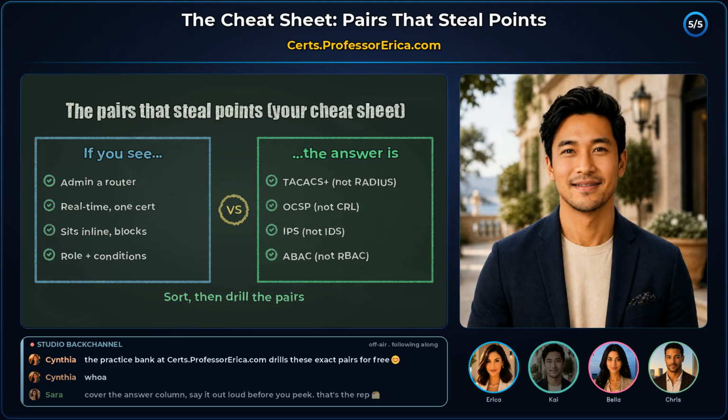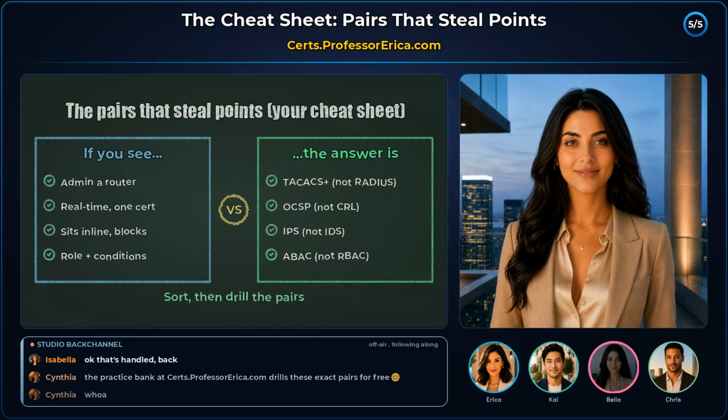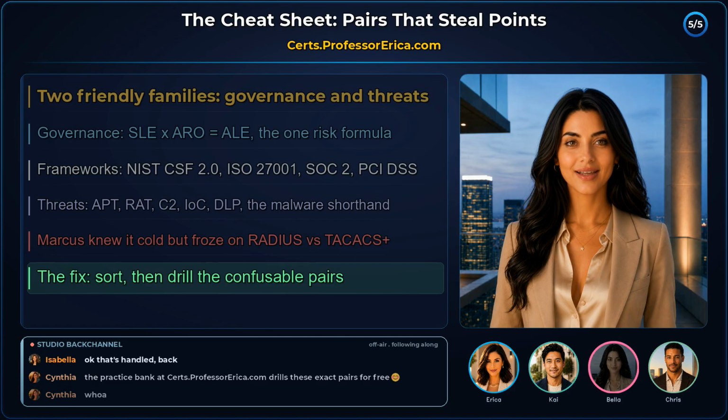And do not just stare at that cheat sheet, run reps on it. Cover the answer column, read the trigger, and say the answer out loud before you check. 20 minutes of that beats 2 hours of rereading the glossary, because you are practicing the exact move the exam tests. And if confusing the pairs is how points get lost, then drilling the pairs is how they get won back. That is the whole game, and it is completely in your control.